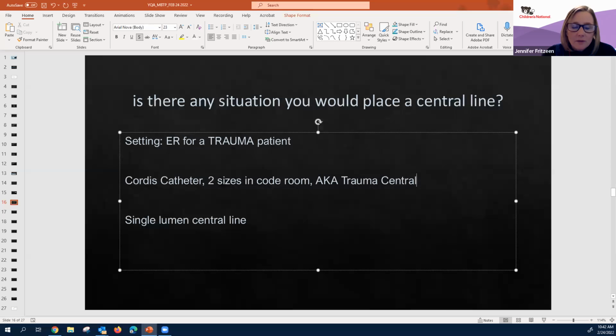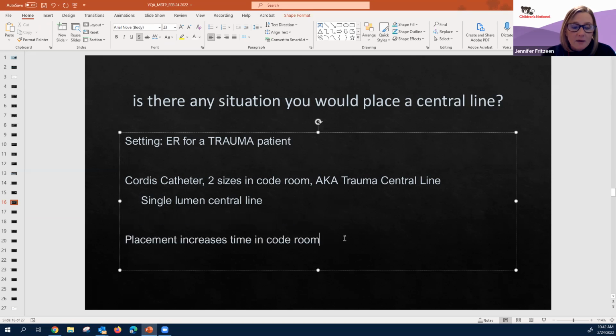But we found, and this has been years since we've done this, we used to put central lines in the code room, and two things happened that we don't want to see. One, it seriously increased time spent in the code room, so it delayed us getting to CT, the OR, and the ICU. The other reason is contaminants. I used to work in the ER, so I don't mind saying there are lots of cooties in the ER. And as careful as we try to be, the code room is not a very well controlled environment. So when we're trying to prevent BSI, that's probably not the best place to put a line in.